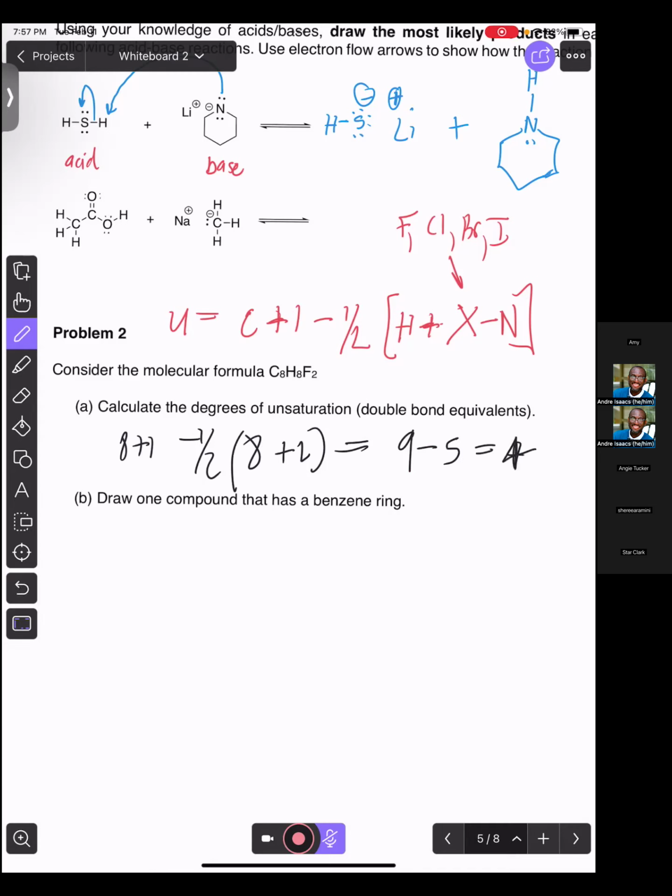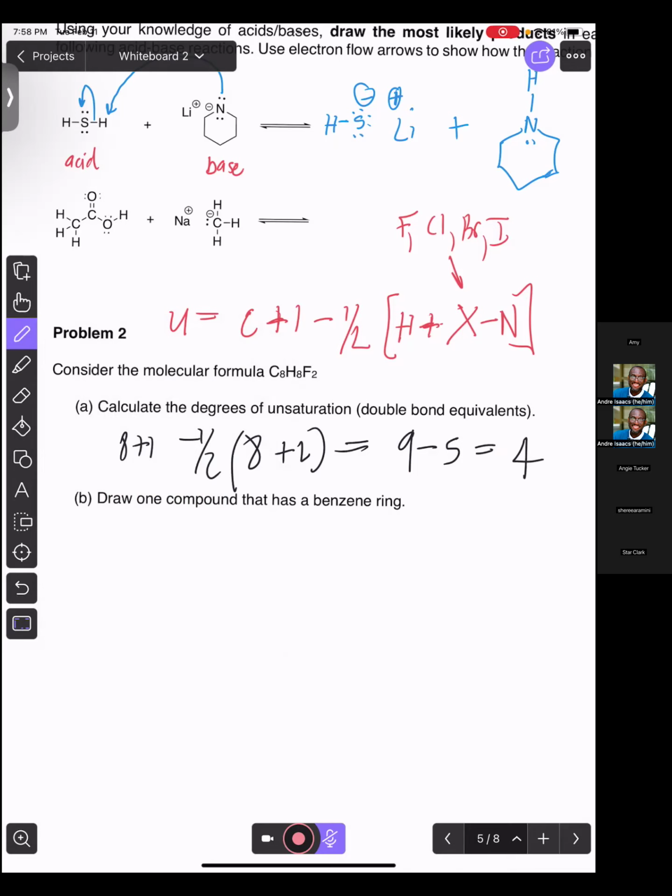I'm an organic chemist. I don't really think about math like that. This is the only math we do. Everybody got 4? 8 plus 1 minus half of 8 plus 2. You're just filling in the numbers in those brackets and seeing what you get. So what does 4 mean? When we have 4, what does that number tell us? 4 double bonds, or 4 rings, or 3 rings and 1 double bond, any combination. 1 degree is equal to a ring or a double bond.